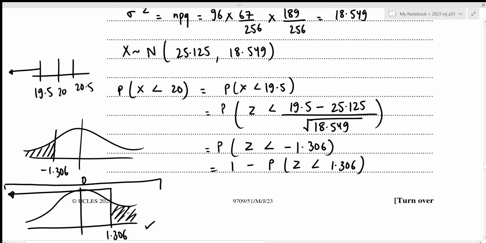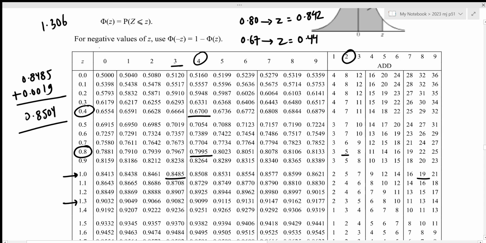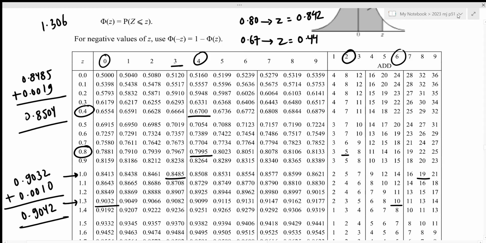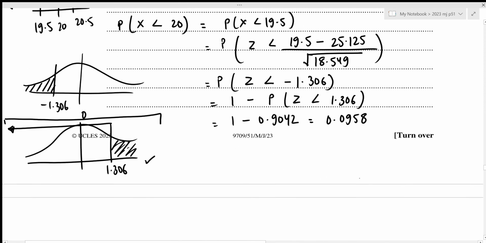Now we can look at our table. We're looking for 1.306. So 1.3 is right here. Second decimal place 0 is right here. Third decimal place 6. So that's 10. The correct probability is 0.9032 plus 0.0010. So that's 0.9042. Let's go back to the question. So 1 minus 0.9042, which results in the required probability of 0.0958. That's all for this part.